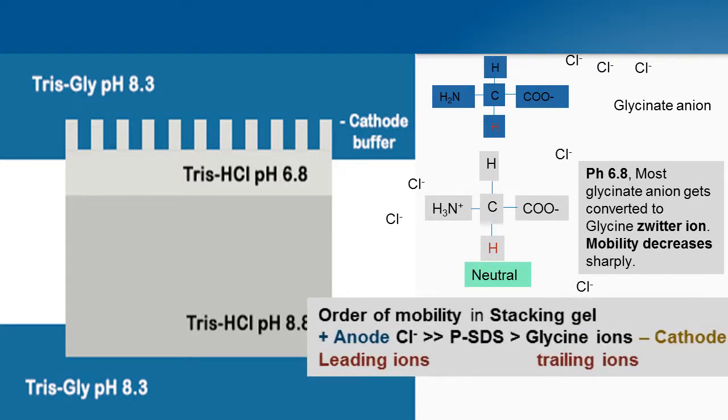And the order of mobility in the stacking gel, from the anode I am telling: chloride ion, followed by the SDS bound protein, followed by the glycinate ions. Chloride ions are moving the fastest, they are called the leading ions, and glycine ions or glycinate ions are moving the slowest and they are called trailing ions. So this is the order of mobility in the stacking gel from anode to cathode.